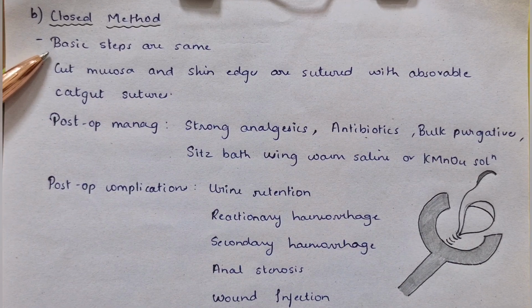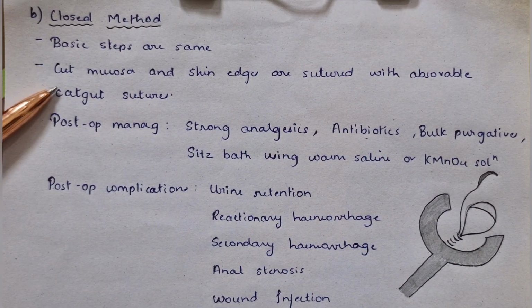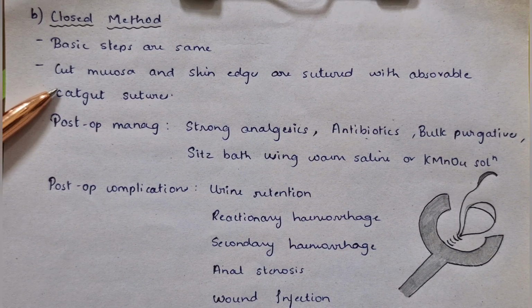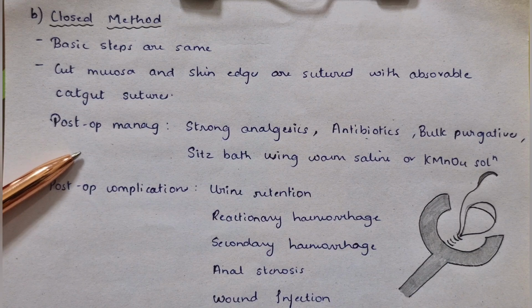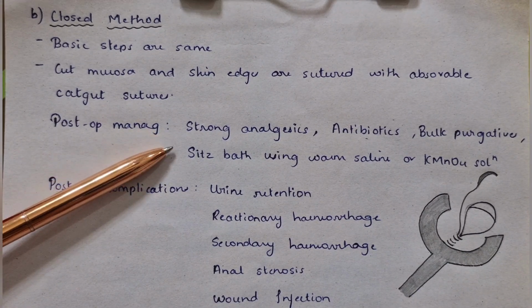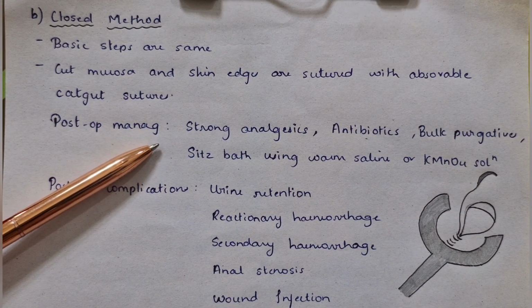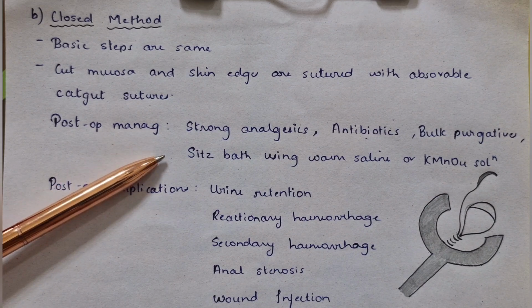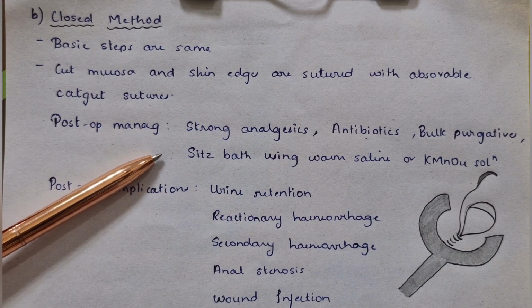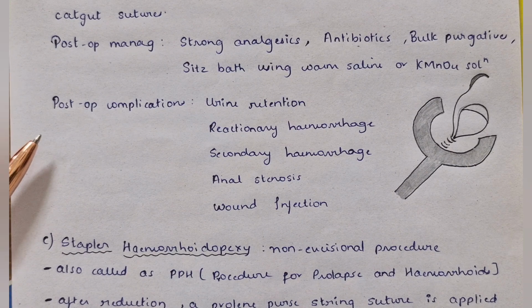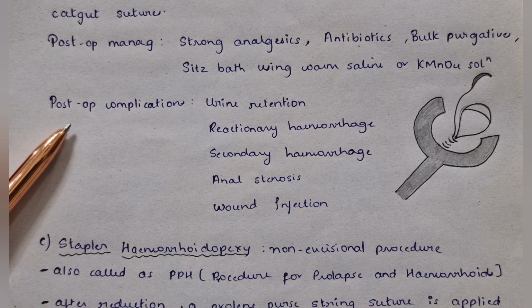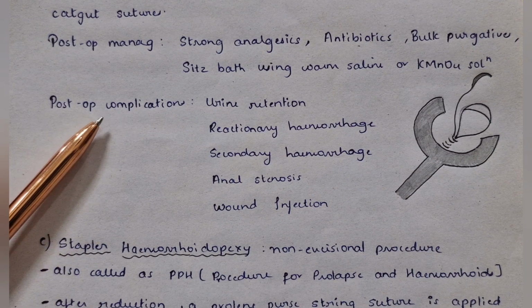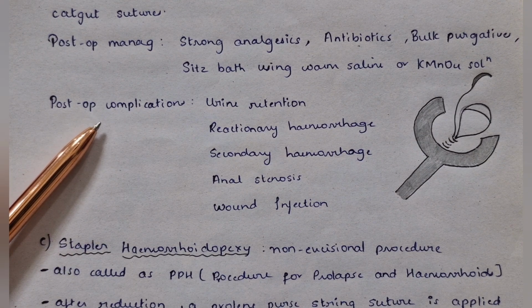Closed method. The basic steps are the same. Cut the mucosa and the skin edges are sutured with absorbable catgut sutures. Post-operative management: strong analgesics, antibiotics, bulk purgatives, sitz bath using warm saline or KMnO4 solution. Post-operative complications in closed method include urine retention, reactionary hemorrhage, secondary hemorrhage, anal stenosis, and wound infection.